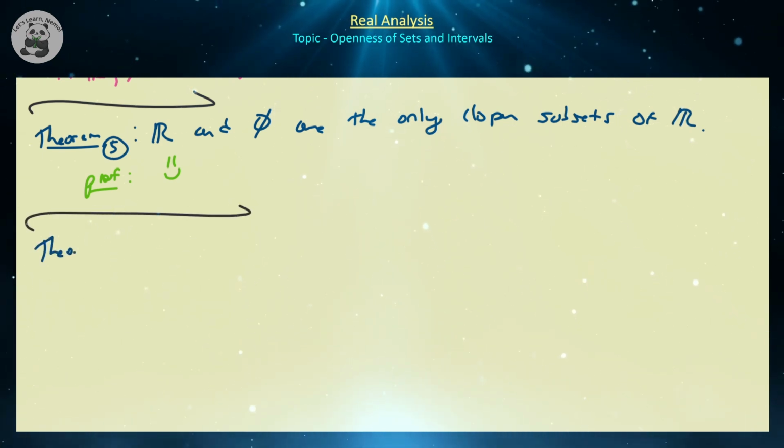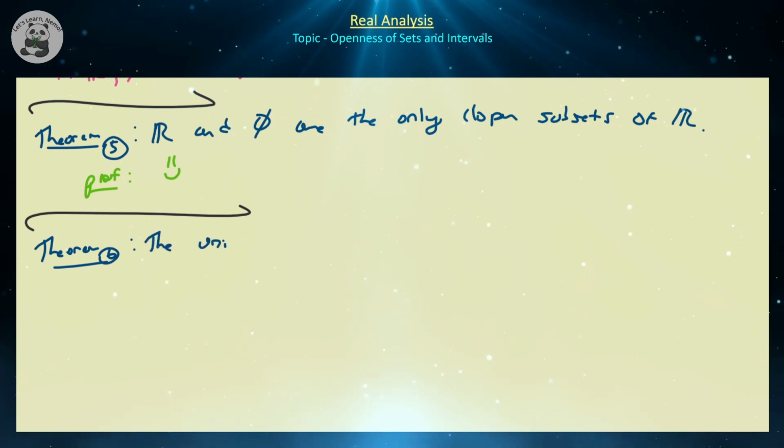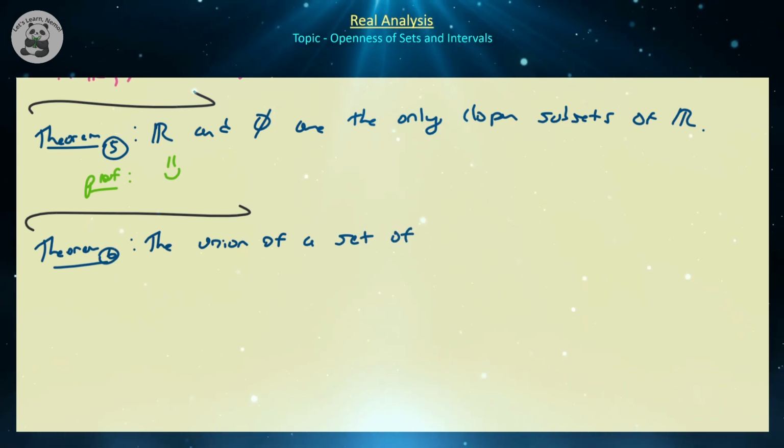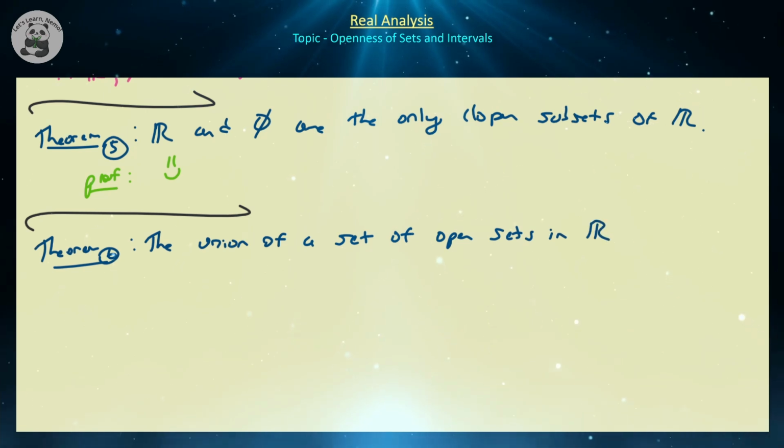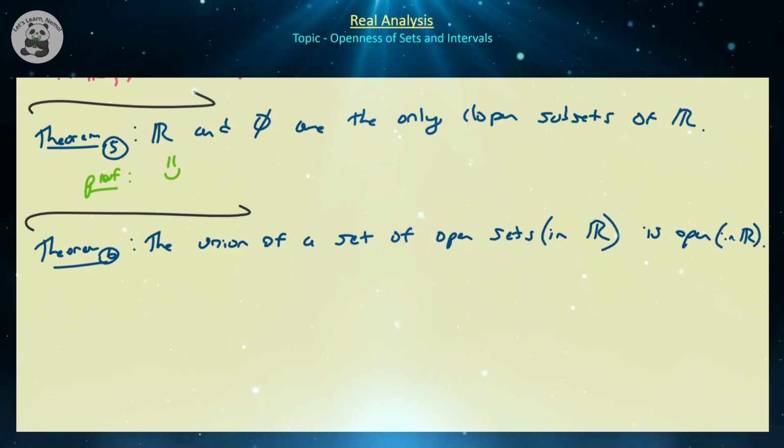Okay? So the next theorem that I want to look into is actually very important as well. And it says the following. The union of a set of open sets in R is also open in R. Right? So a set of open sets is open under unions.